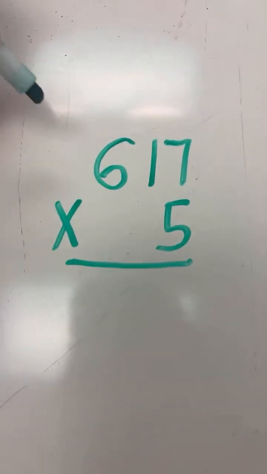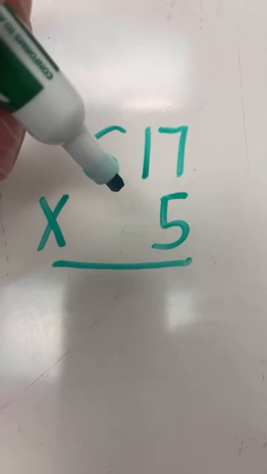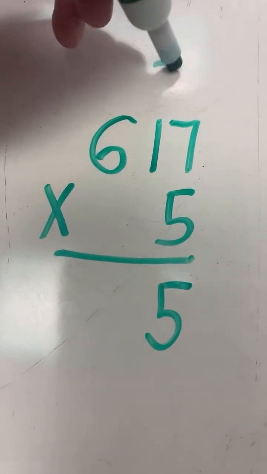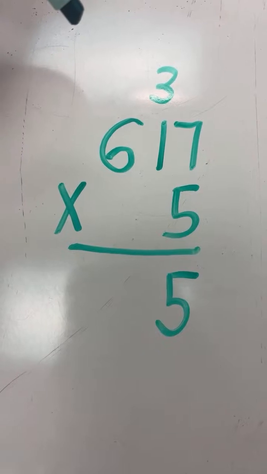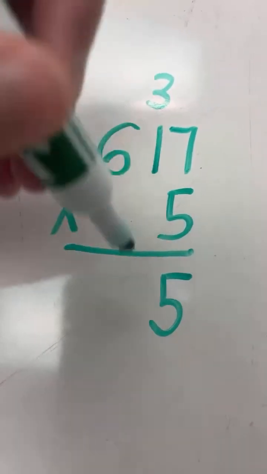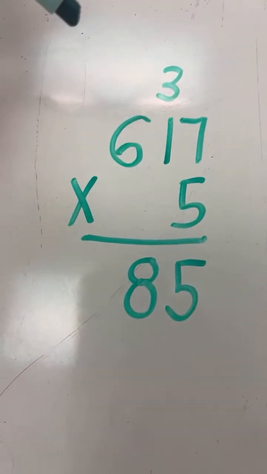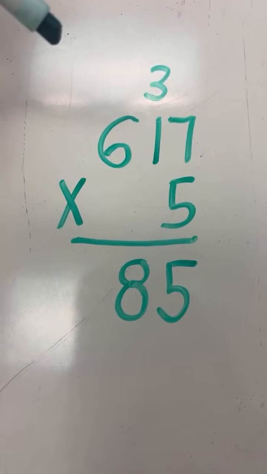All right, 617 times 5. Third example problem. 7 times 5 equals 35. The 5 in 35 goes in the ones place. The 3 in 35 gets carried over to the tens place. 1 times 5 equals 5, plus 3 equals 8. No need to regroup there because our product is less than 10.